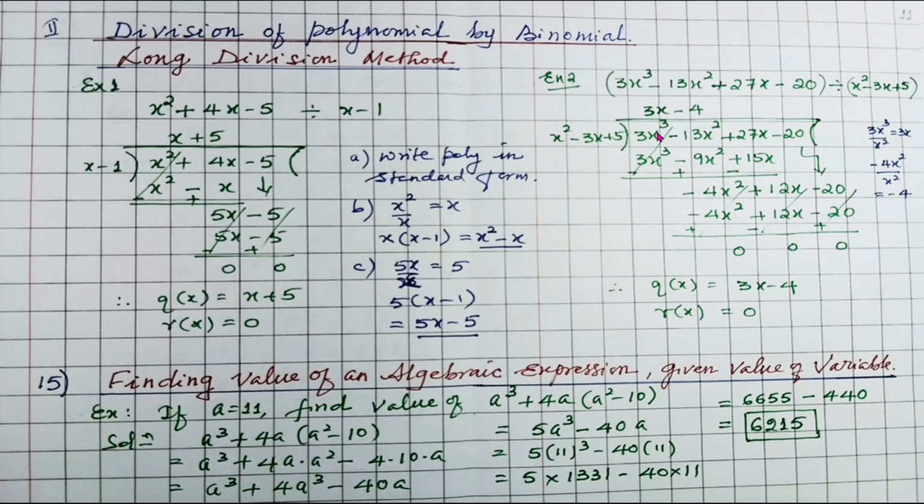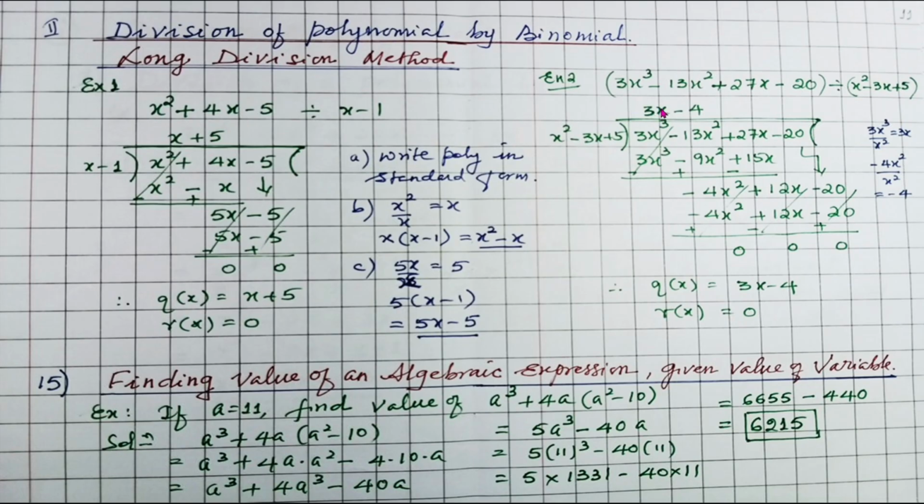To eliminate the first term, I have to multiply x square with the 3x. So 3x into x square becomes 3x cube. Please remember this, 3x into x square is 3x cube. I have taken 3x here because when I multiply with x square I get 3x cube, because I have to eliminate the first term. Once I get the first term as 3x cube, then multiply 3x with the second term.